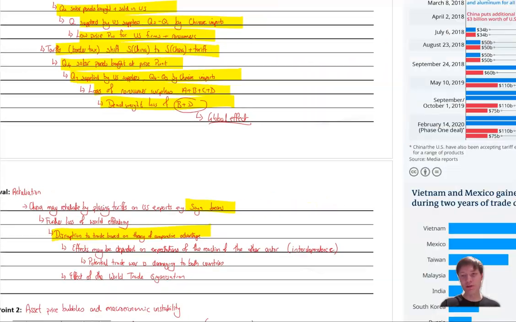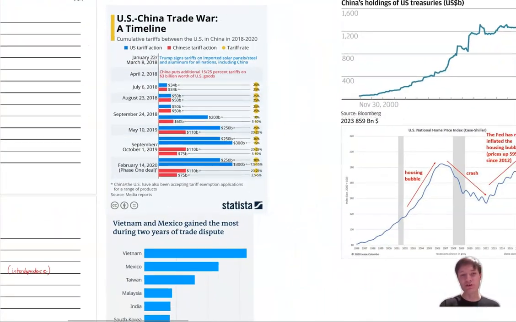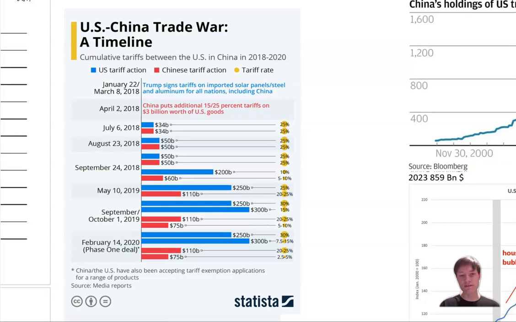Now, there's a really nice point here. There's 2 really nice points here. You could, first of all, use this and say, well, hang on a minute. If we look at the big US tariff actions that we saw through 2018 to 2020, they were not matched by Chinese retaliations.